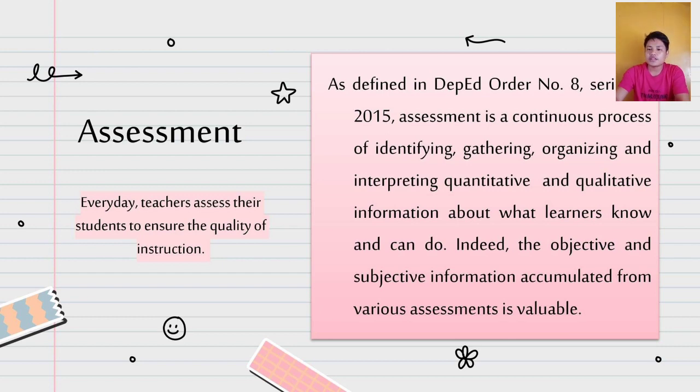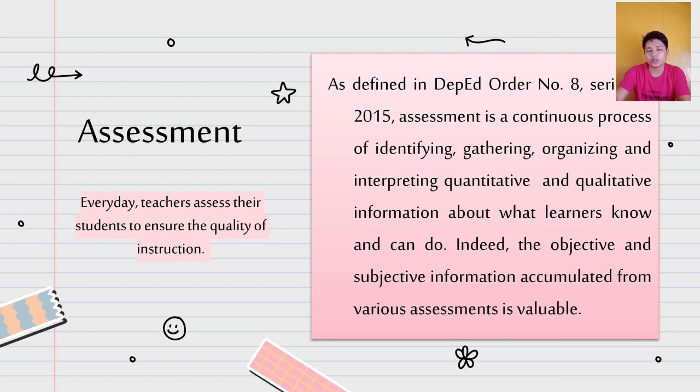Assessment, as defined in DepEd Order Number 8, series of 2015, is a continuous process of identifying, gathering, organizing, and interpreting qualitative and quantitative information about what learners know and can do. It is a continuous process done day by day, to identify, gather, and organize data and interpret quantitative and qualitative information about your students, because this information incorporates what they know and what they can do. It focuses on their competency in their learnings and the skills they acquired all throughout your instruction or teaching process.